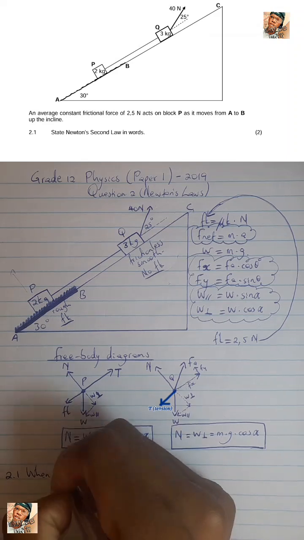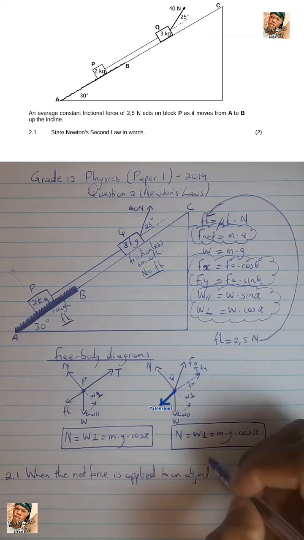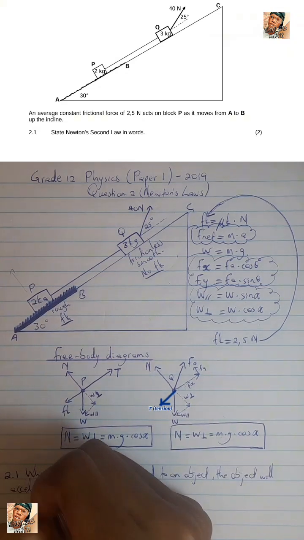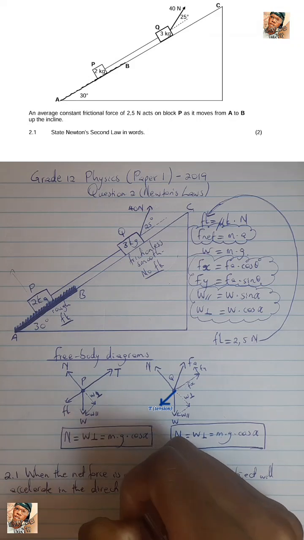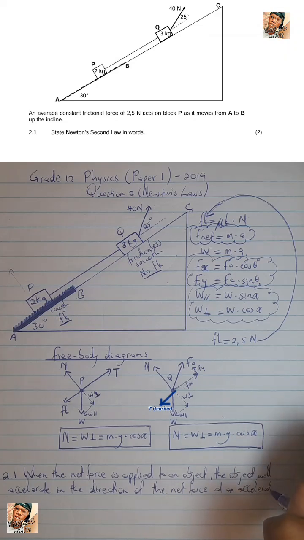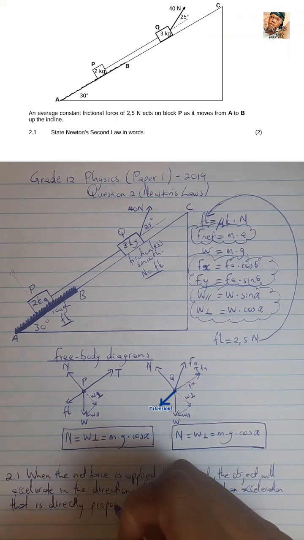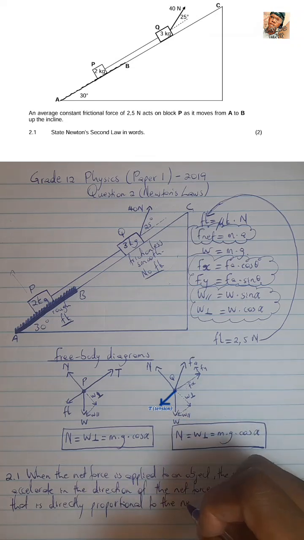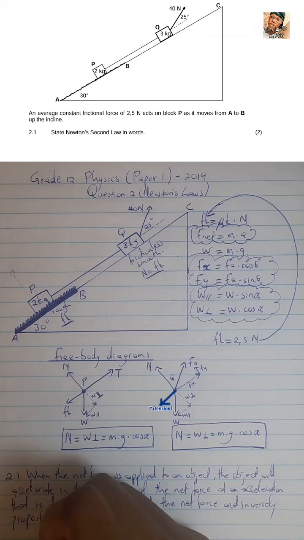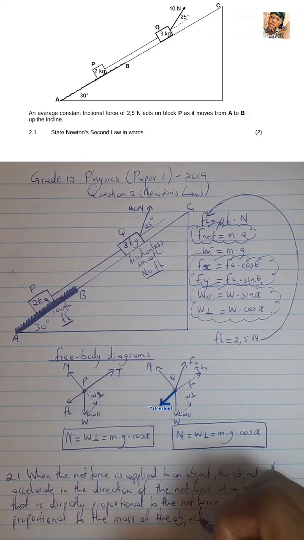When the net force is applied to an object, the object will accelerate in the direction of the net force at an acceleration that is directly proportional to the net force and inversely proportional to the mass of the object. So this is how we state Newton's second law.